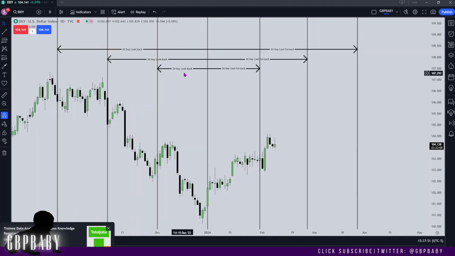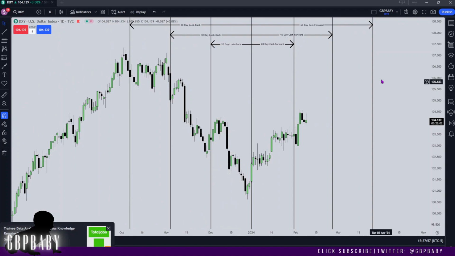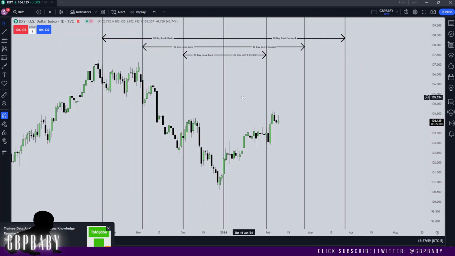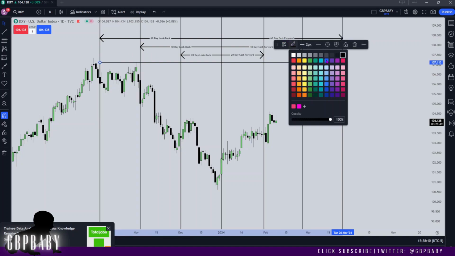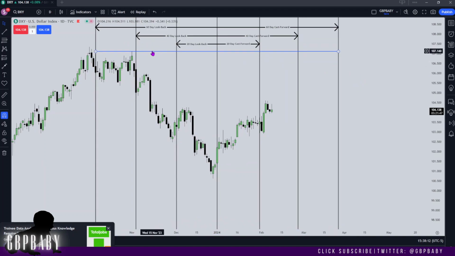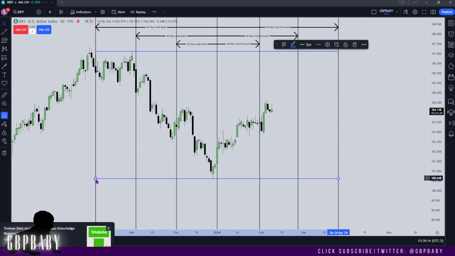Right, so as you can see, we've got 20-day look back, 40-day look back, 60-day look back, 60-day cast forward, 40-day cast forward, and 20-day cast forward. Now what we're going to do is we're going to be marking out and delineating the highs and lows of each range. So for the 60-day range, we're going to mark out the highs. So the highest high, which is here, and I'm going to make that red. Actually, we'll make it blue. And then we want to mark out the lowest low of the range as well, which is here, and we'll make that red. So all the highs I'm going to make blue, and all the lows I'm going to make red.